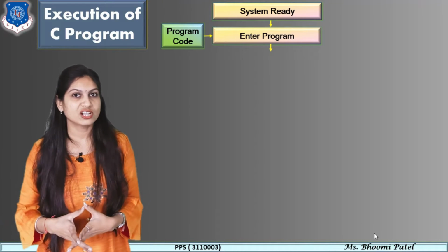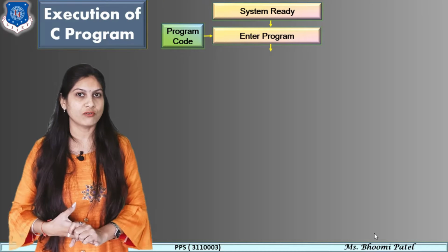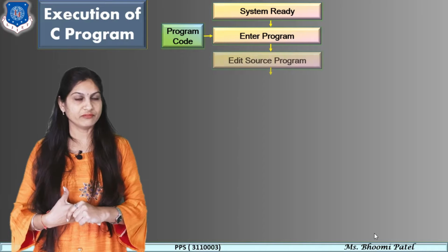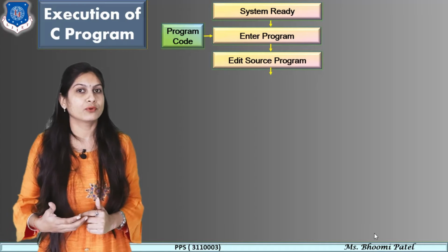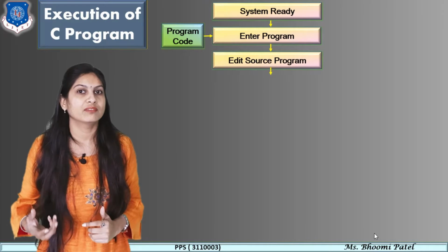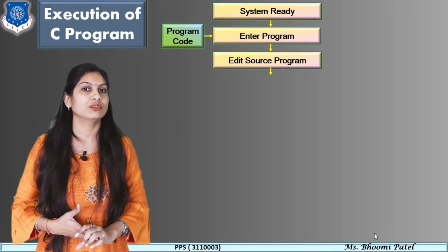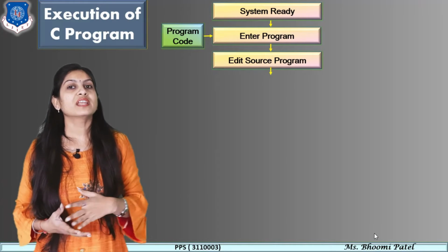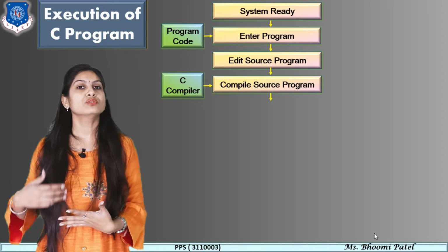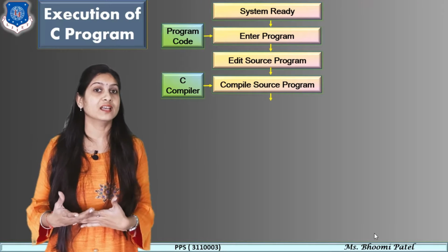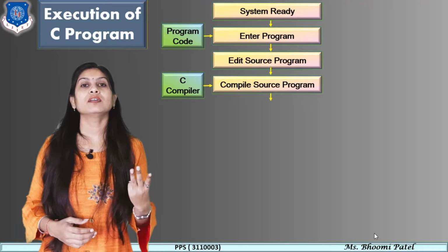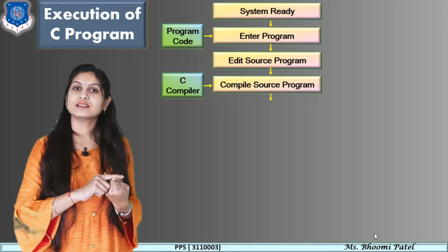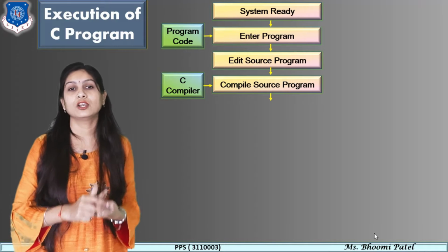So first install it if there is no software for making programs, and after that we have to edit our program, or we can type our program in that particular software. That is the edit source program step. After editing, we have to compile it for checking the errors. There are three different types of errors: first is a syntax error, second is a data error, and third is a logic error.